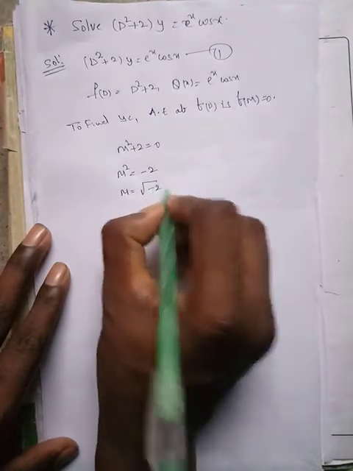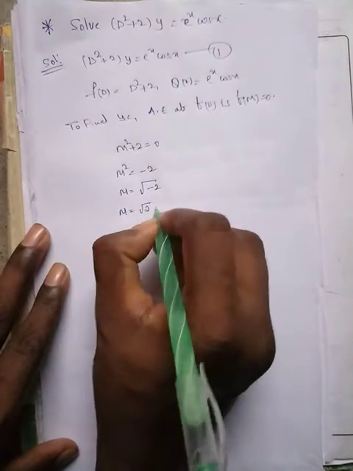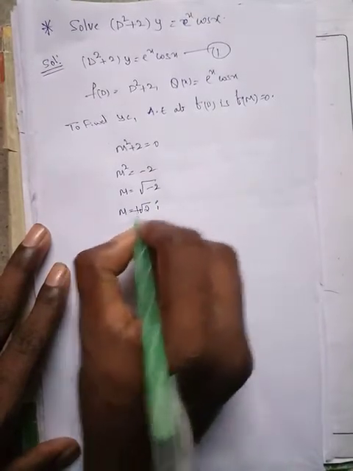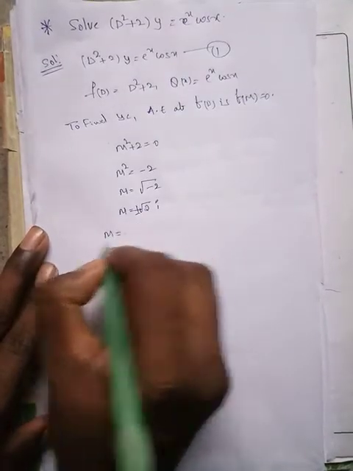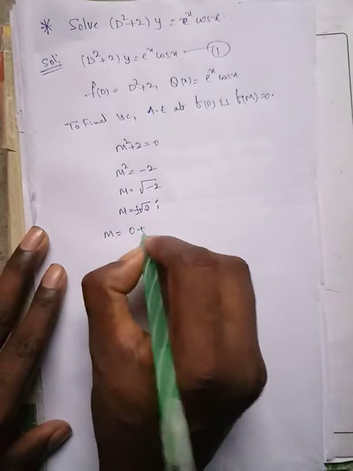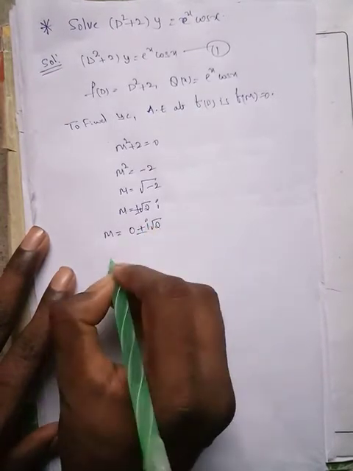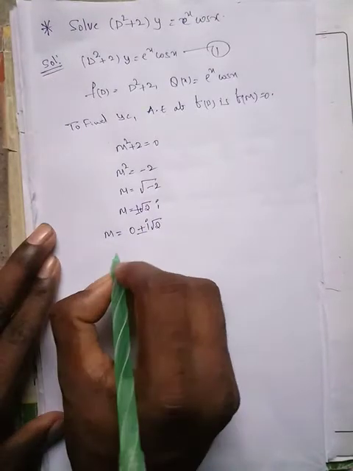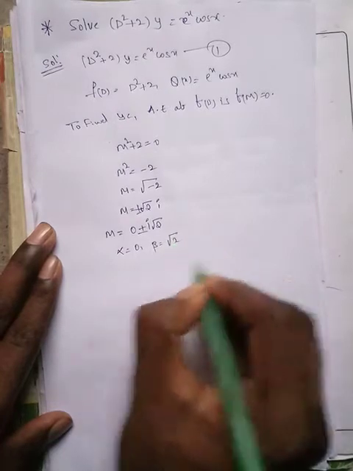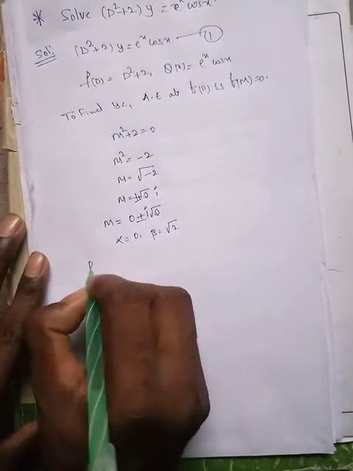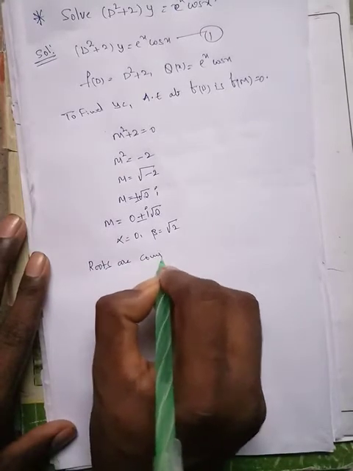Root of minus 2. Root of minus 2 means m equals plus or minus root 2 i. If I write m in complex form, I can write 0 plus or minus i root 2. So here alpha equals 0, and beta equals root 2. So the roots are a complex pair.